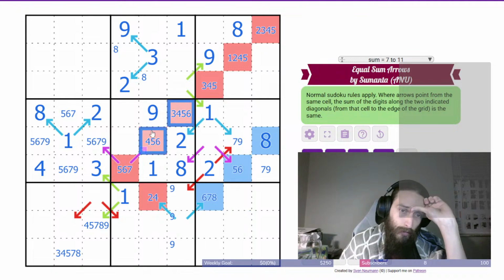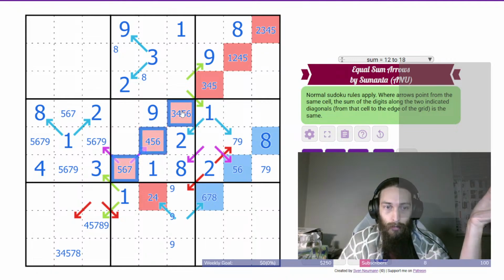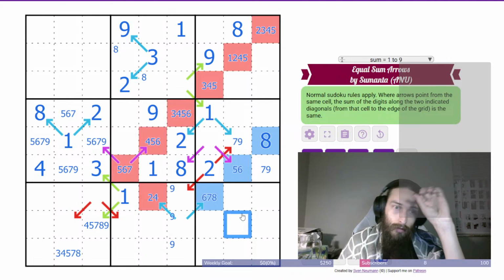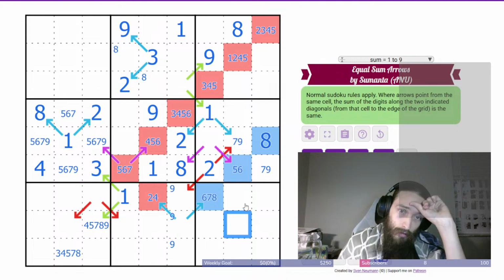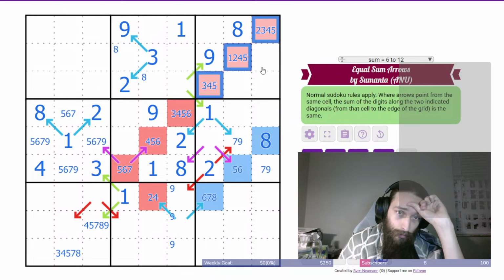If either of these are a 6, they use up our last degree of freedom, because this would have to be 5. 5 and 6 is 11, plus 3 is 14, but this is minimum 12. And a 5 uses up all of our degrees of freedom. So does a 4. Well, no, a 4 would only use 1 degree of freedom.